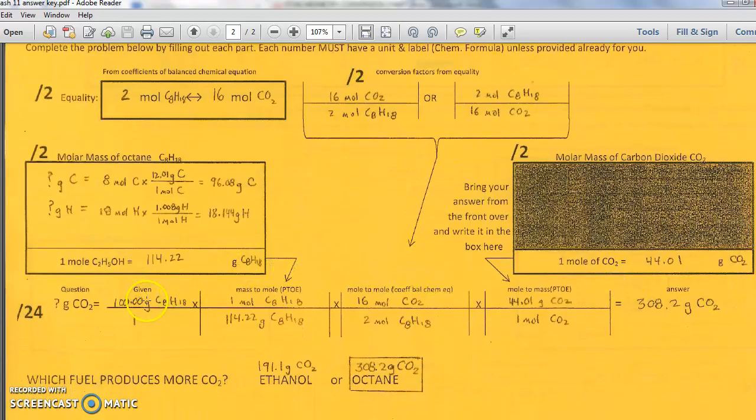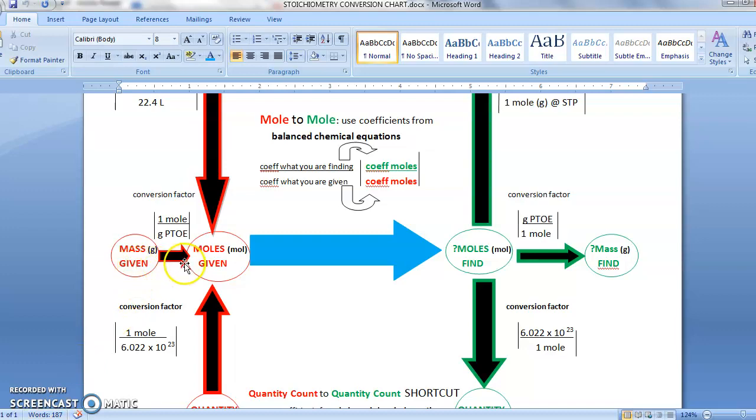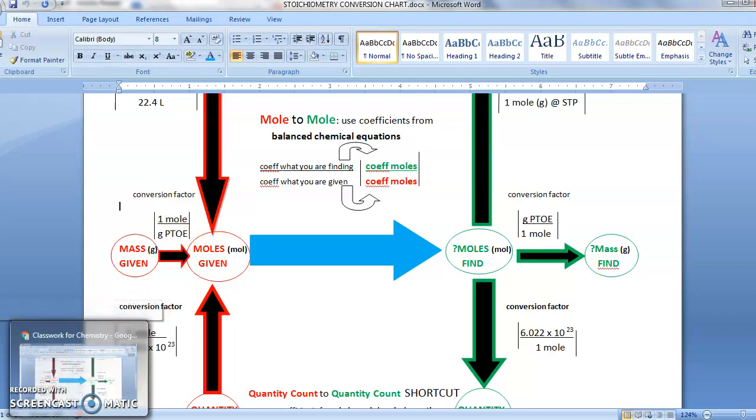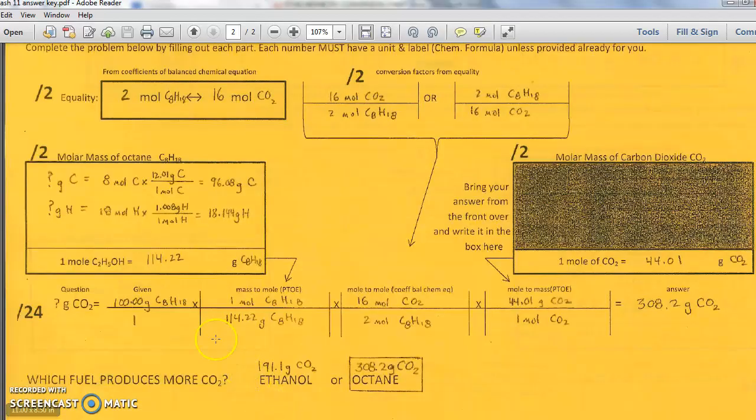So how do we know then what needs to go where? My given is 100 grams of C8H18. I'm trying to find out how many grams of CO2 will be produced. There's my question. I've got 1 mole is 114.22. How do I know which one's on top? One way is to look right here. I'm going from mass of what I'm given to moles of what I'm given. It says mole on top, mass on the bottom. So when I look over here then, I need mole on top, mass on the bottom.